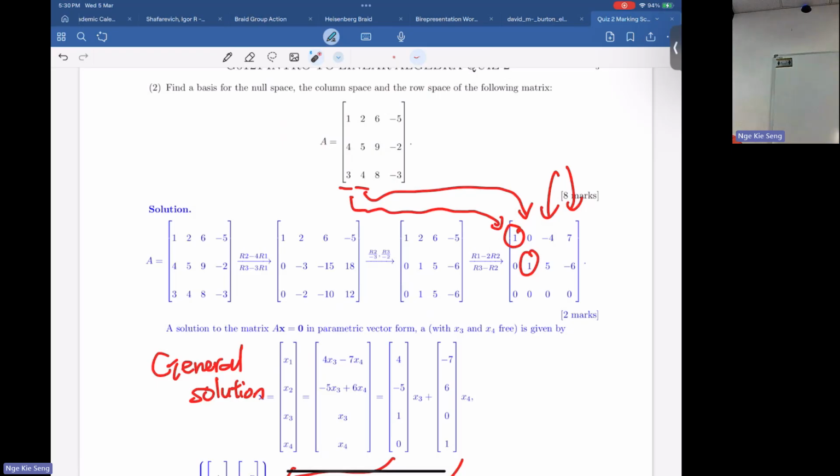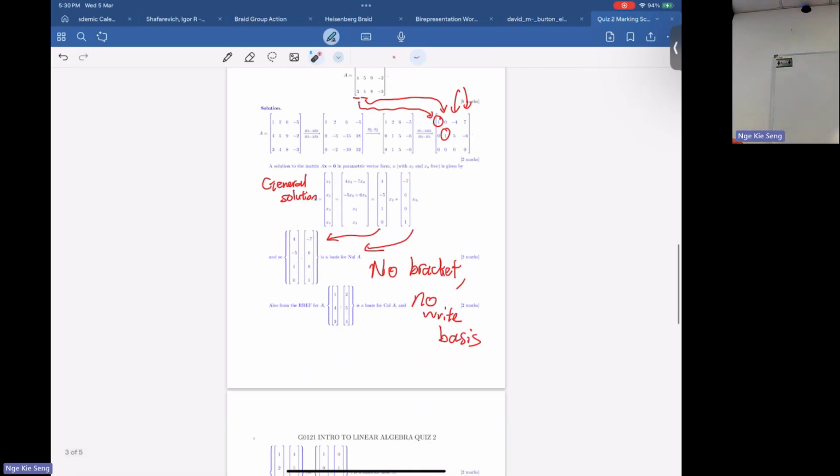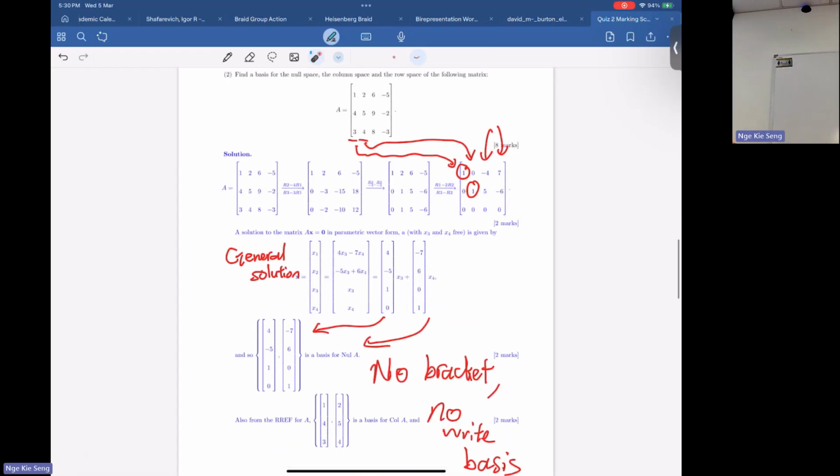Okay, yeah. So make sure you pick from the same matrix. Another thing is you don't put bracket when you mention about basis. Okay, you don't put bracket.